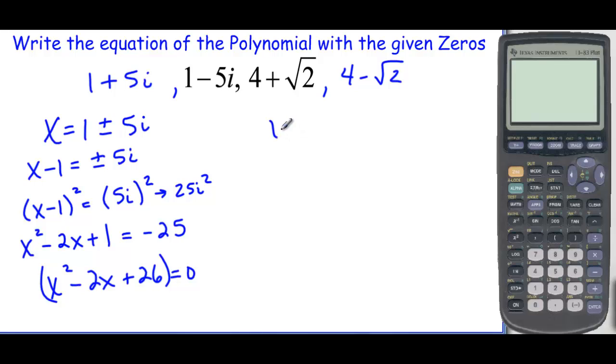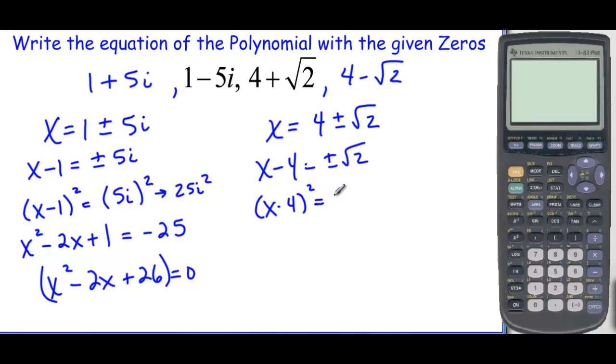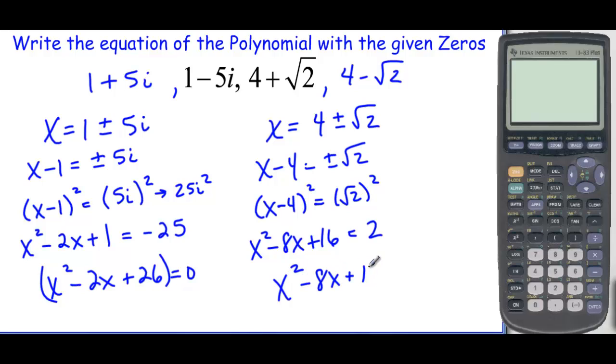Let's do the same thing over here. I knew x was equal to 4 plus or minus root 2. The step before that would have been x minus 4 equals plus or minus root 2. The step before that would have been x minus 4 squared equals root 2 squared. The step before that would have been x squared minus 8x plus 16 equal to 2. And then the step before that would have been x squared minus 8x plus 14 equals 0. Because this is basically just completing the square. That's where all these answers come from. We would have moved all the numbers over and completed the square and got this final answer.